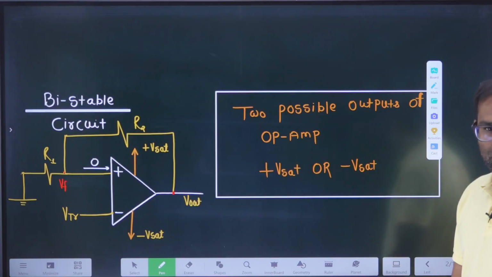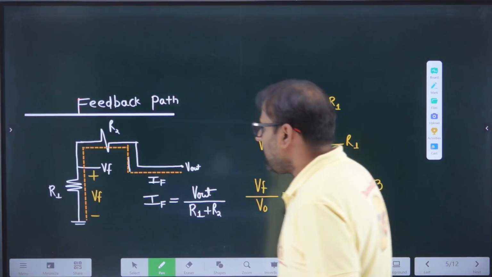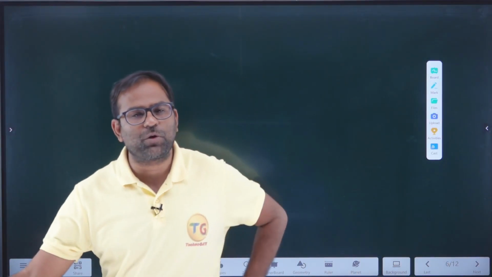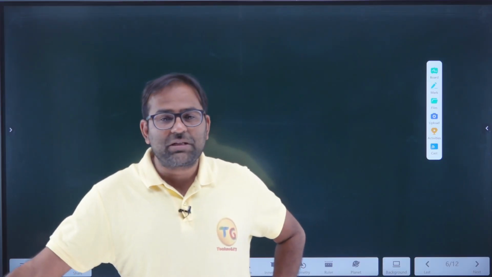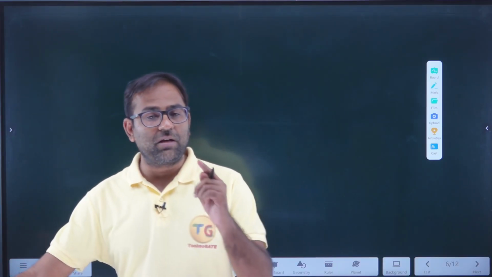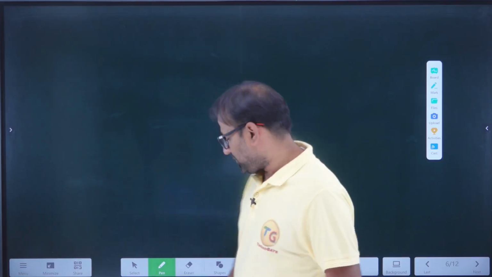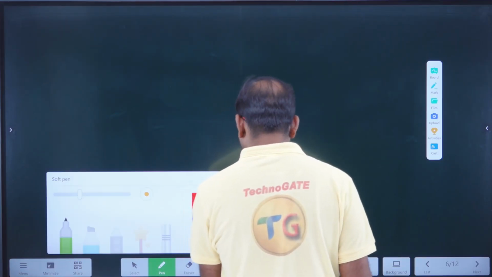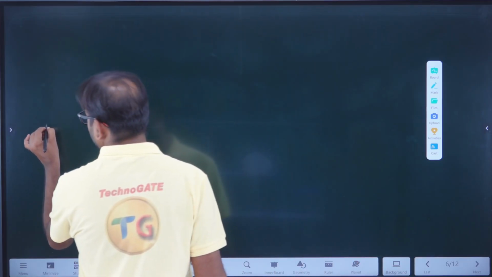So how can we analyze? As we know, our circuit is a positive feedback circuit, and if our circuit is a positive feedback circuit, we cannot apply the virtual ground concept. So that is one more important observation.